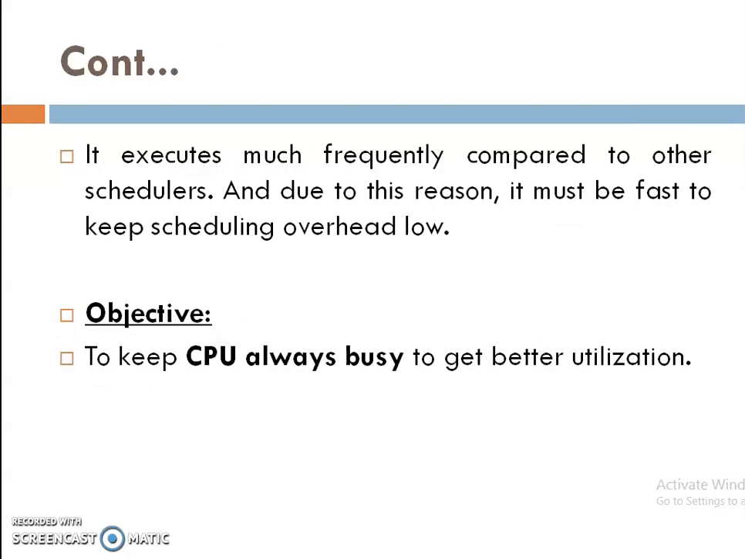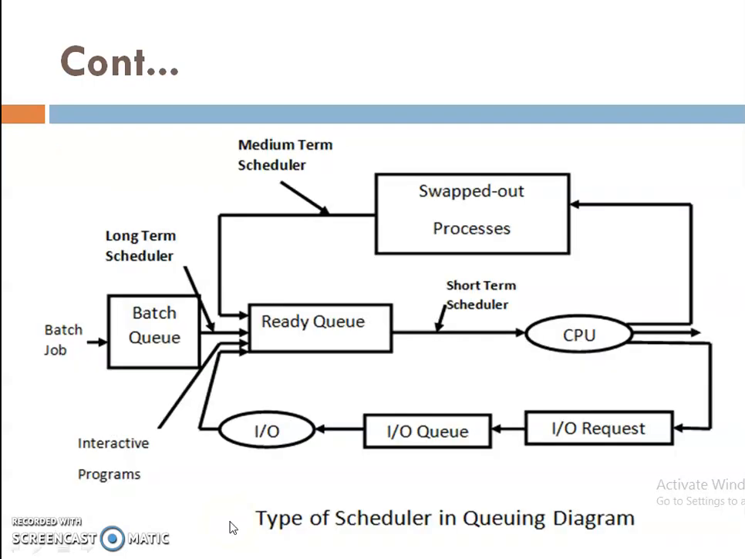It executes much more frequently compared to other schedulers, and due to this reason it must be fast to keep scheduling overhead low. Then objective is to keep CPU always busy to get better utilization. Now this again shows this image to understand the different types of scheduler easily.